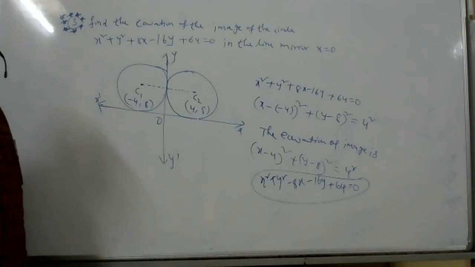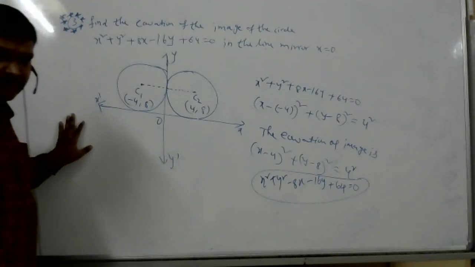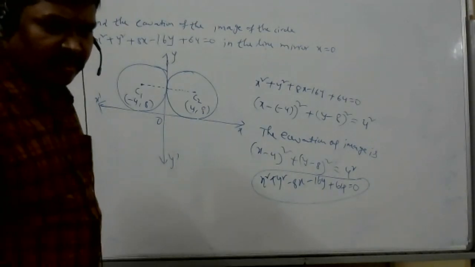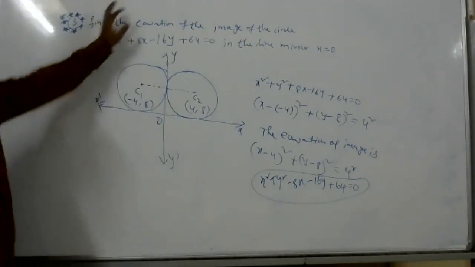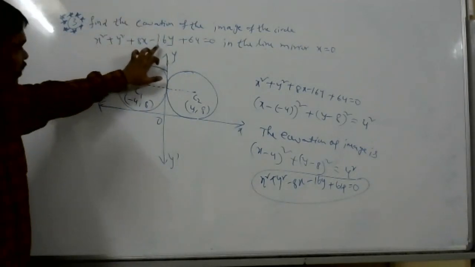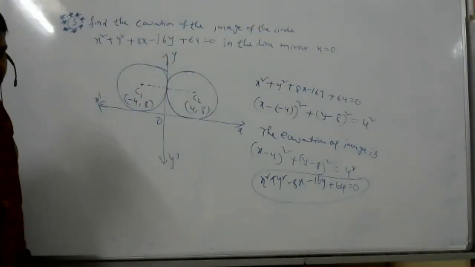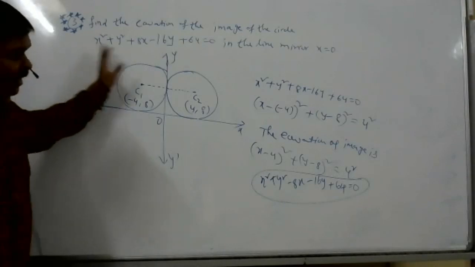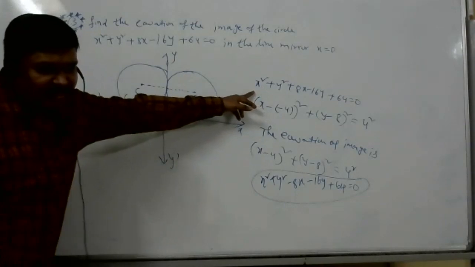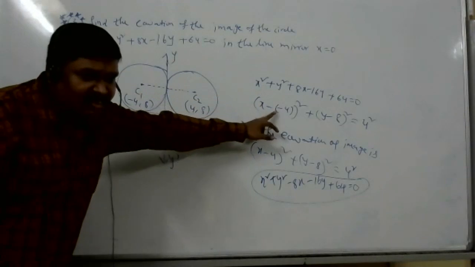Concentric circles. Can you explain again? Hello? Ananya? Yes, sir. Yes, tell me. Can you explain again? See, given circle x square plus y square plus 8x minus 16y plus 64 is equal to 0, right? Yes. Find the center. How to find the center? That I understood.